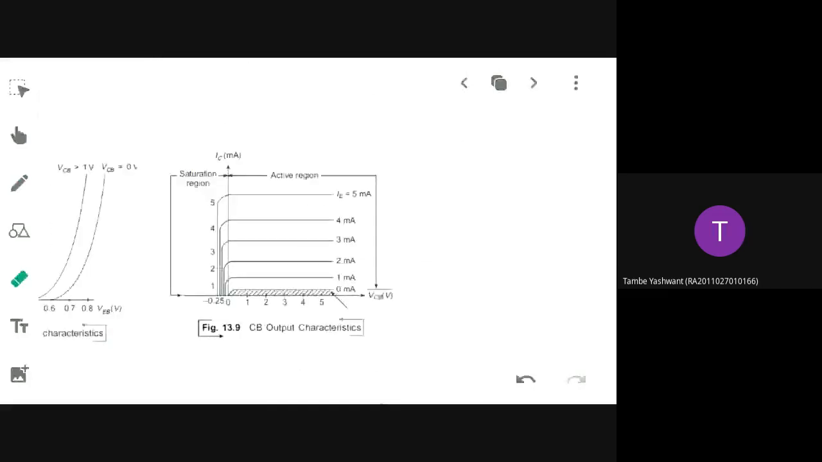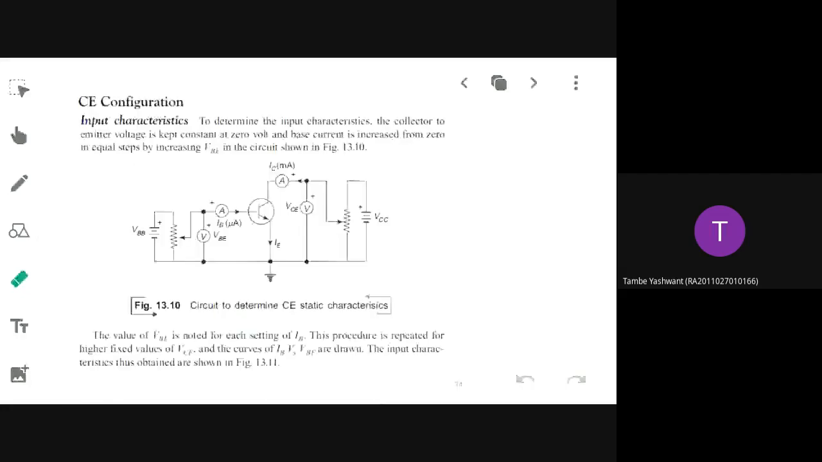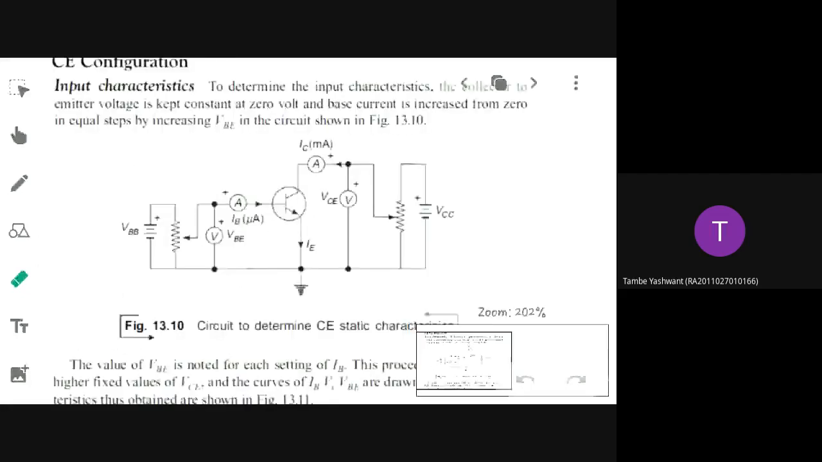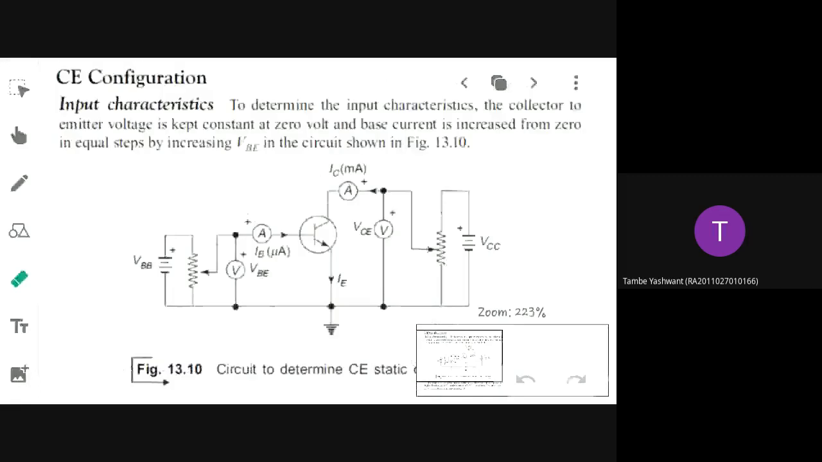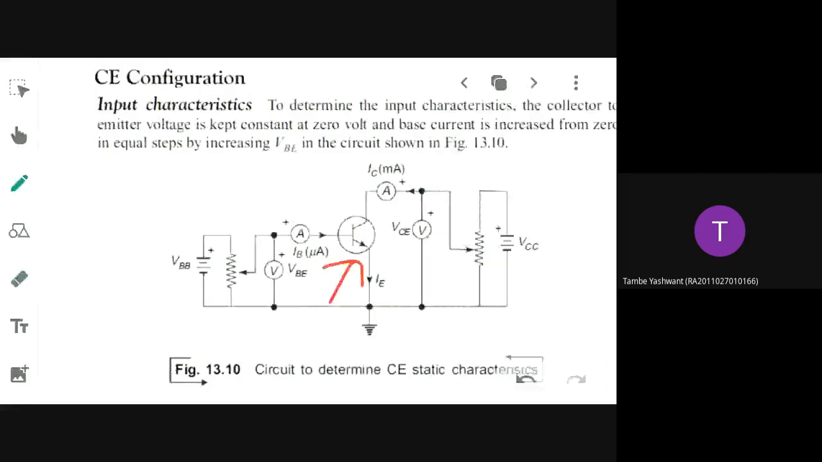Okay. Same way, let us discuss the characteristic features for the CE configuration also. So here, what type of transistor and what type of configuration? Here also, as I pointed out, is the current direction inwards or outwards? Outwards. So what type of transistor, NPN or PNP? Always NPN, current direction outwards. So here you will be having NPN.